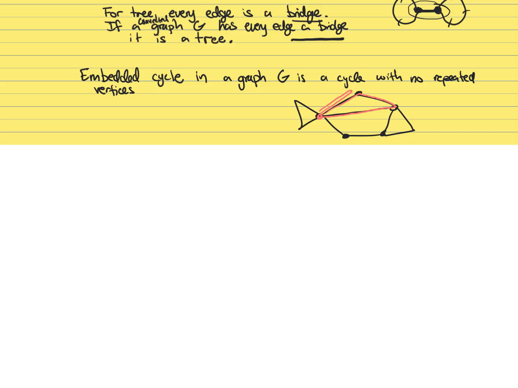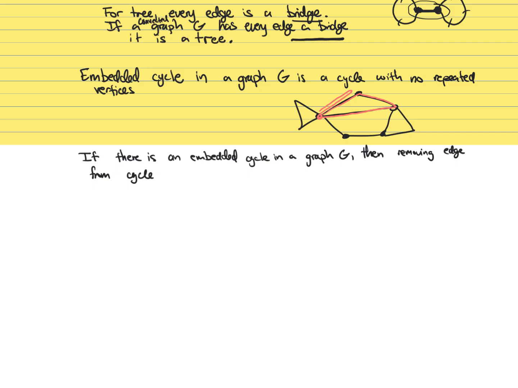Notice here that if there is an embedded cycle in a graph G, then removing an edge from that cycle does not disconnect G.